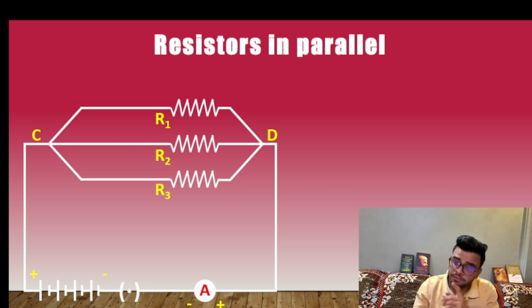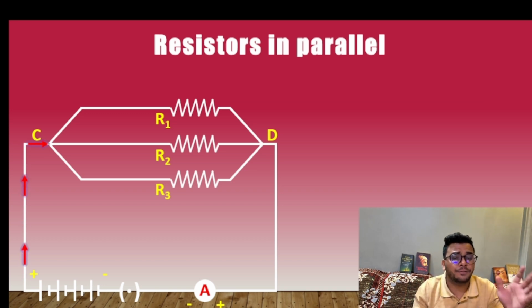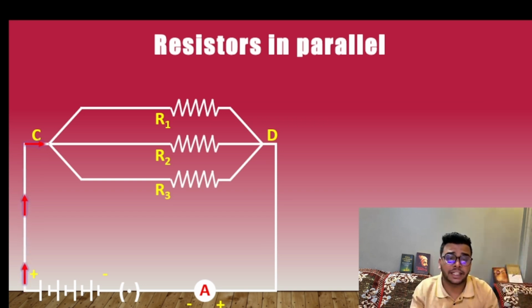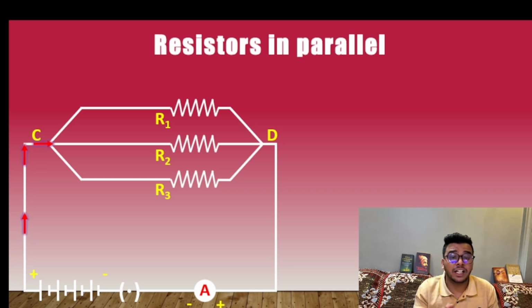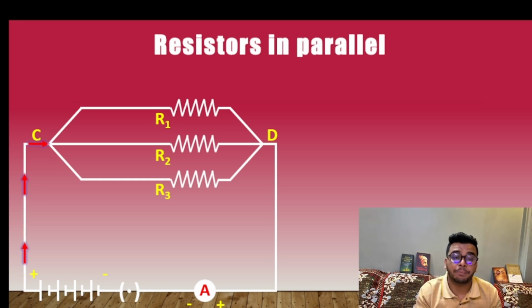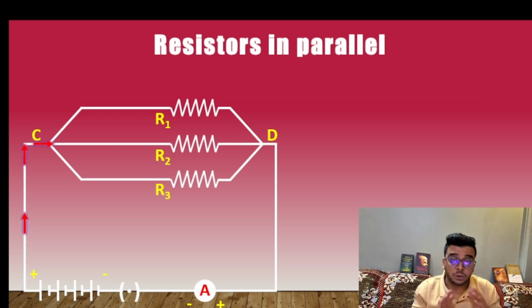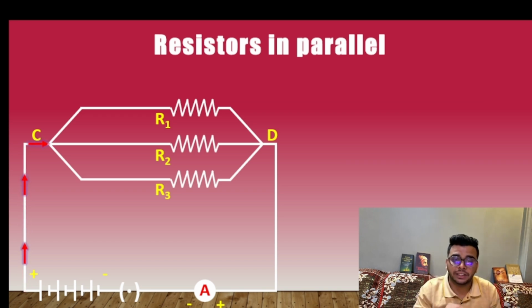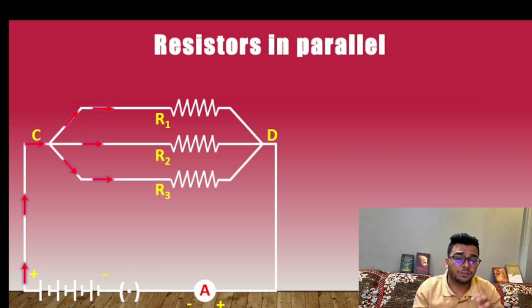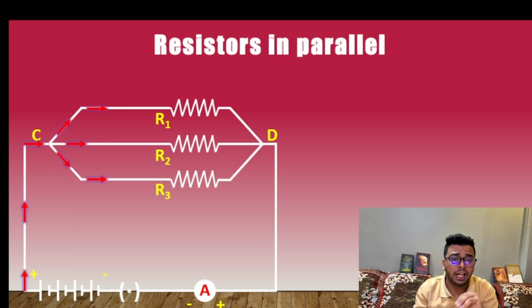Now you can see, as we turn on the switch, the current will start flowing from the positive terminal to the negative terminal. But as you can see at point C, the current will have 3 paths to go. So the current will get divided into 3 parts. So unlike in series, in parallel, current will get distributed. The same current will not flow. Part of the current goes in R1, part in R2 and a part in R3.